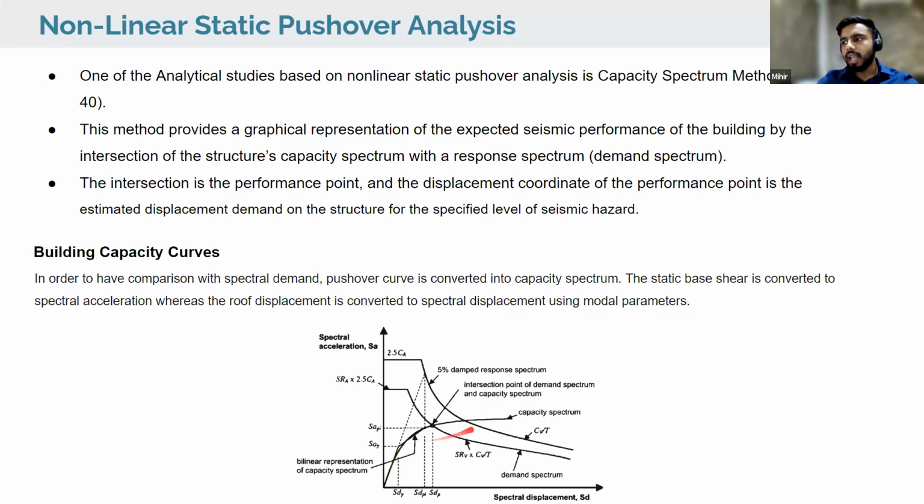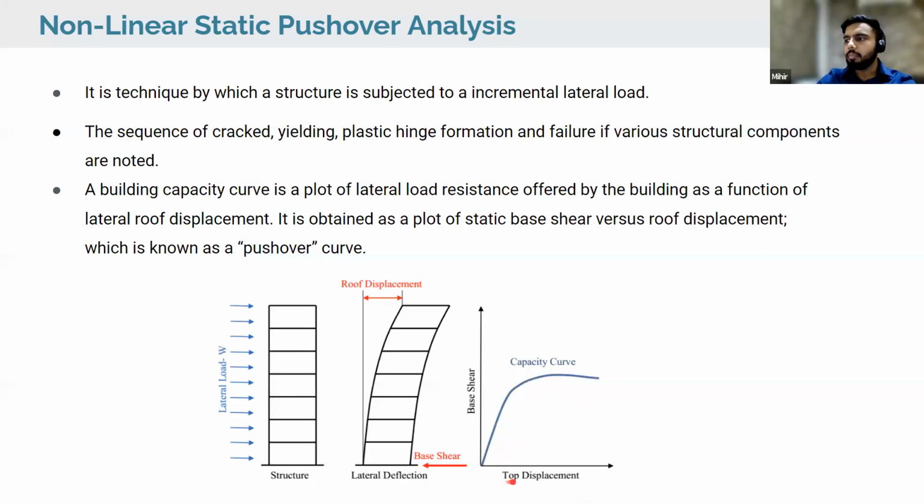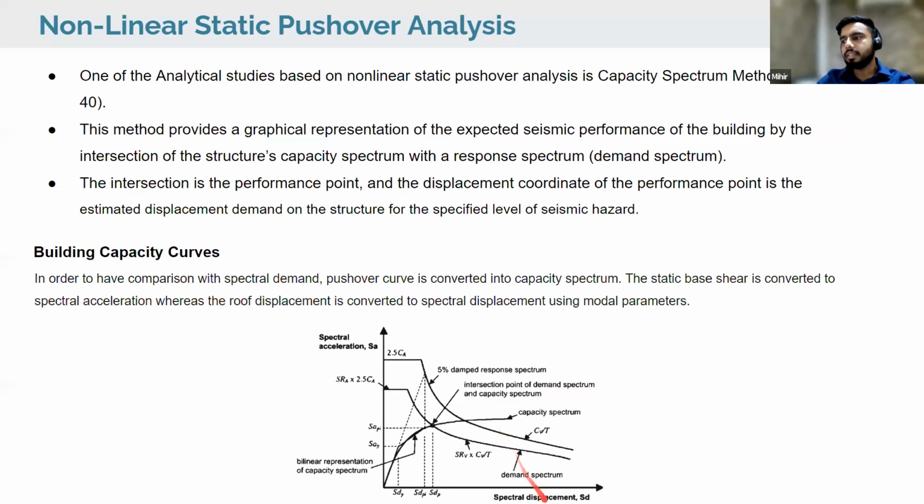It is not as simple as I say, because to get this building capacity curve we need to change the coordinates of the values. In order to compare with spectral demand, the pushover curve is converted into a capacity spectrum. As you see here, the pushover curve has displacement and base shear as the coordinates, while the capacity spectrum has spectral acceleration and spectral displacement as the coordinates. The static base shear is converted to spectral acceleration, whereas the roof displacement is converted to spectral displacement using modal parameters. There are equations present in the code using which you can do this transition of the pushover curve to the capacity spectrum.